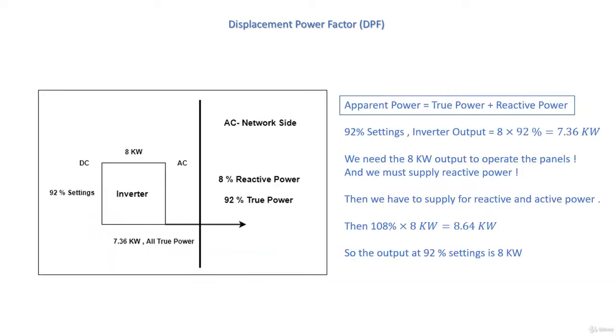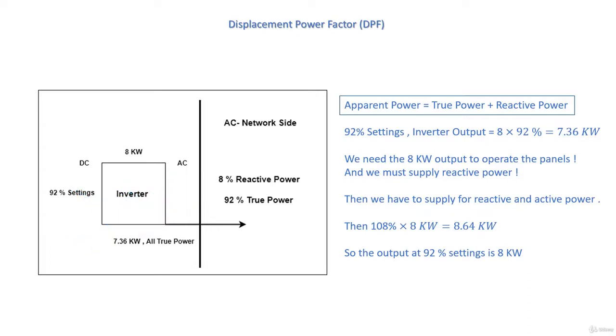Let's have a simple example. An inverter is set to supply power at 0.92 power factor. The inverter is 8 kilowatt power, then actually 7.36 kilowatt, which is 8 multiplied by 0.92, is the real output power of the inverter. Now, the network has 92% of its power active power and 8% of its power reactive power. The output of the inverter is 7.36 kilowatt and it's pure active power.